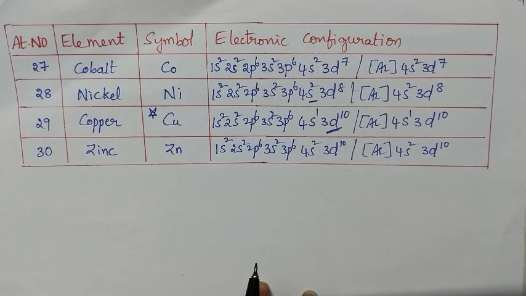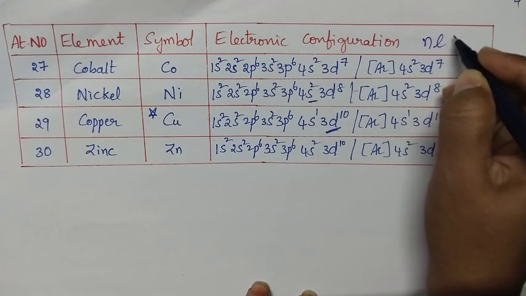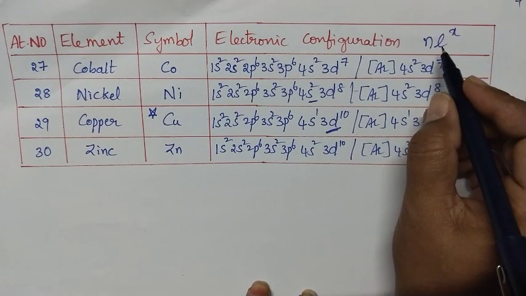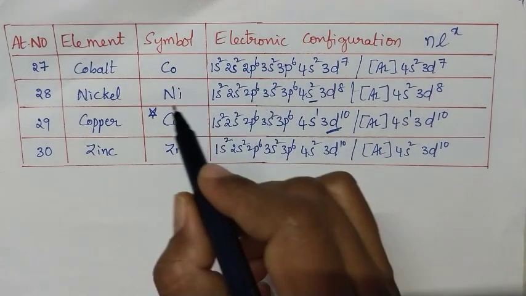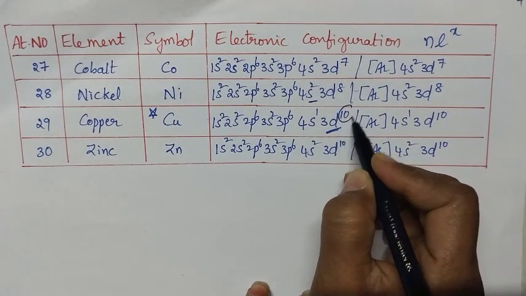So always remember, students, the stability of nitrogen, phosphorus, chromium, copper can be explained on the basis of Hund's principle, which states that elements with half filled and completely filled configuration are highly stable. So while writing the configuration, we will follow nlx notation. n represents principal quantum number, l represents azimuthal quantum number. So the maximum number of electrons that can be accommodated in the d orbital is 10.